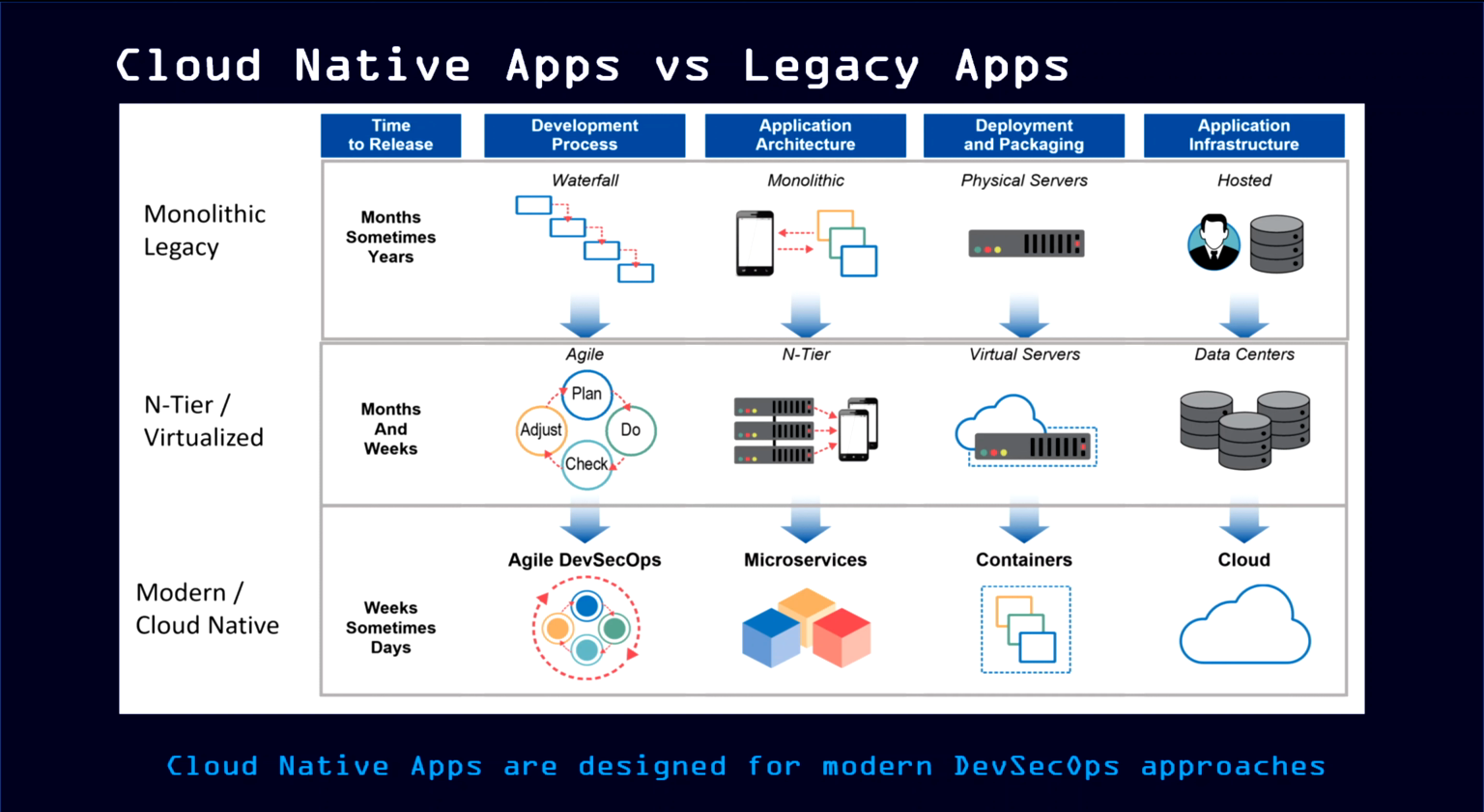So it's important to understand cloud native applications versus legacy applications. On this particular chart, you can see the top has monolithic legacy applications, right? And you can see some major characteristics from time to release, development processes, et cetera, across the top. Monolithic time to release can be months, sometimes years for a major release.